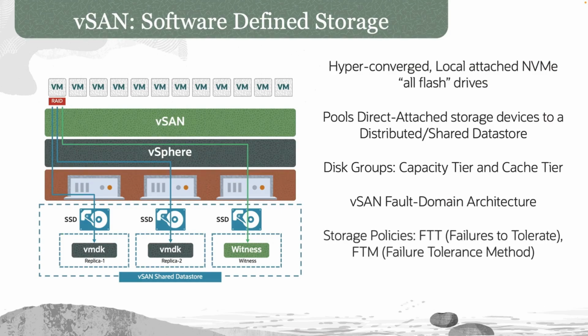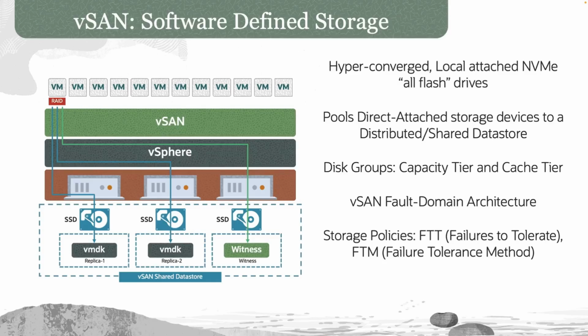vSAN storage policies are used to determine the high availability of individual VMs. You can configure different policies to determine the number of host and device failures that a VM can tolerate. FTT stands for failures to tolerate. And with FTT equal to 1, this means you can accommodate up to one node failure within the cluster and the VMs can still be functional.